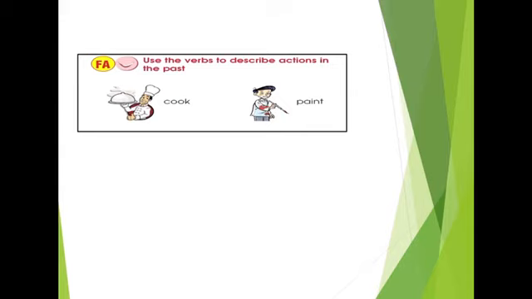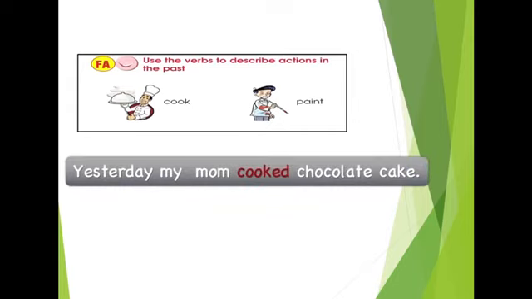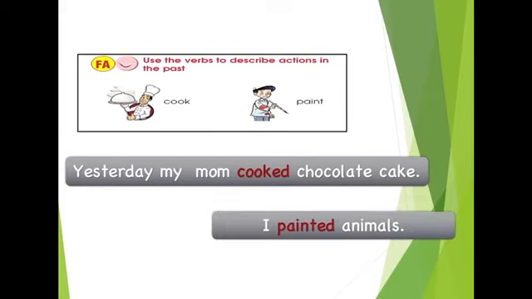Cook, paint. They are in the present form. We want to change it into the past. The past form of cook is cooked. Paint, painted. Cooked, painted. Okay, yesterday my mom cooked chocolate cake. I like it, it's delicious. Now I painted animals. I like painting, so I painted animals.